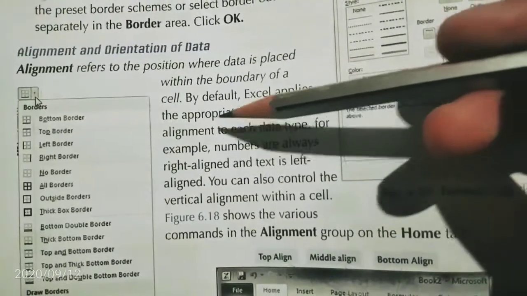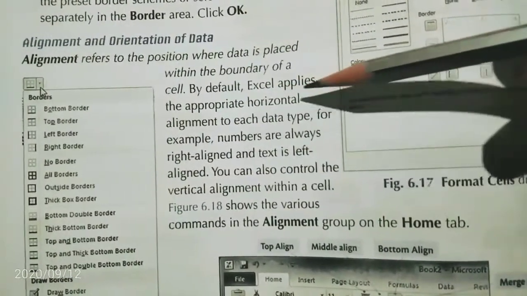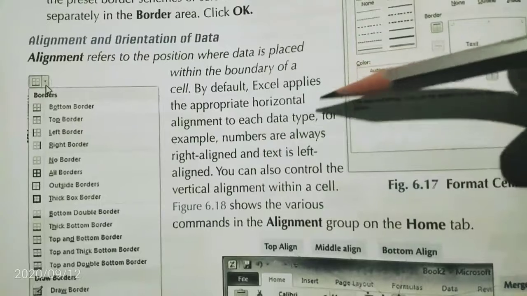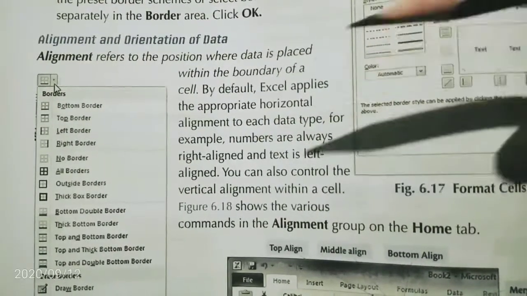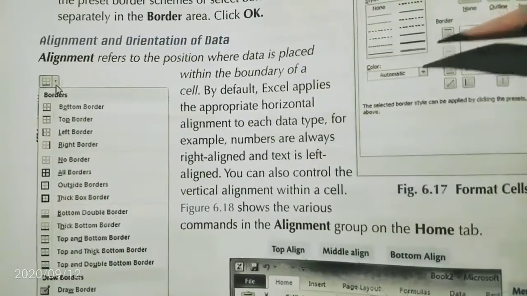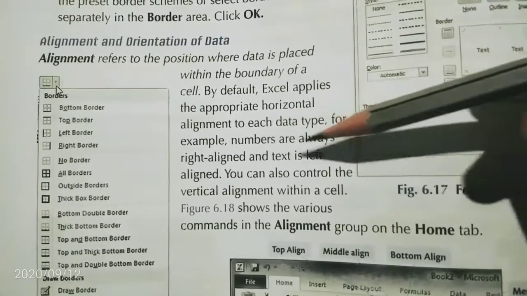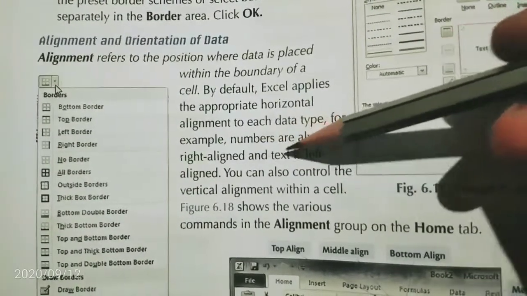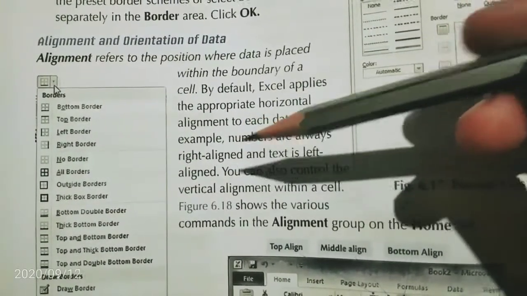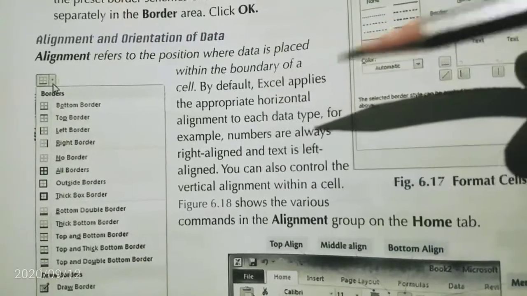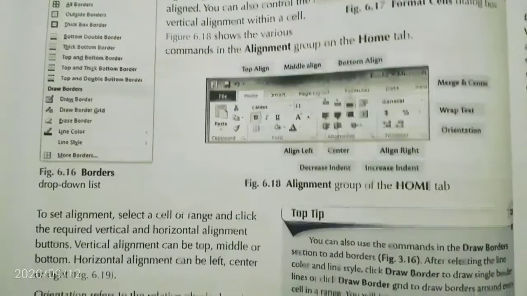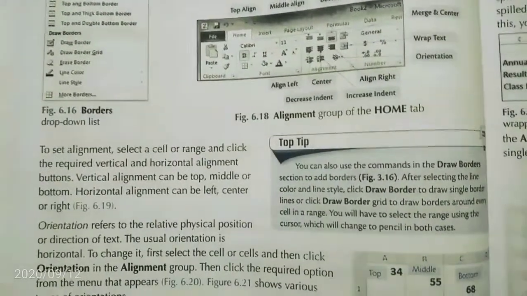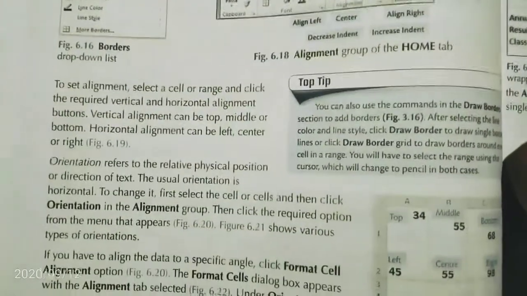So Excel applies appropriate horizontal alignment to each data type. For example, numbers are always right aligned. In the cell, numbers are always on the right side, and the text is always left aligned. So text is written always on the left side. So these are the positions. That is called alignment. This also I will show you in the computer, how to do all these things, how to set alignment.